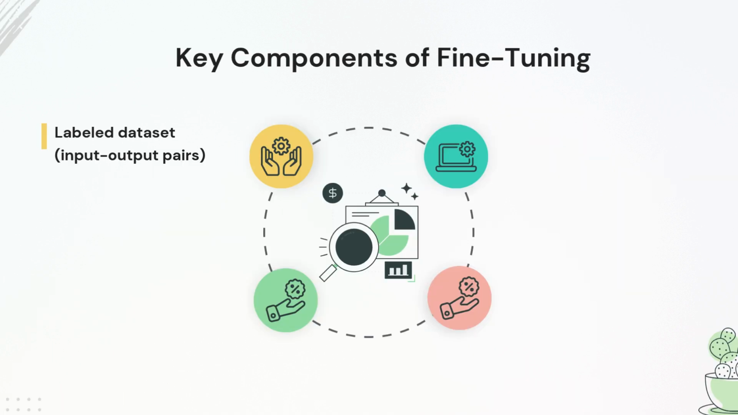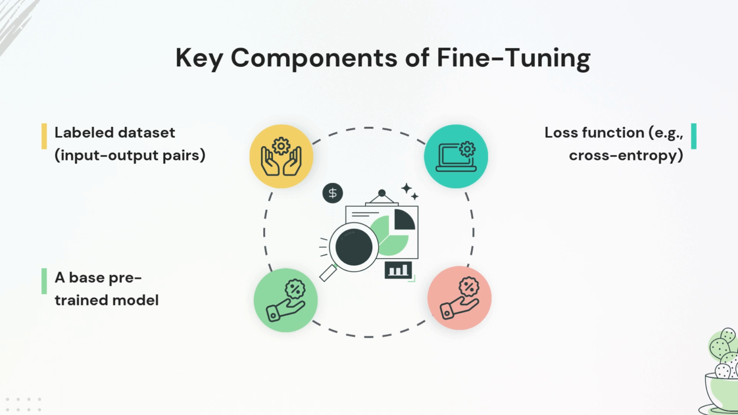Supervised fine-tuning involves four main ingredients. First, you need a labeled dataset. This is your goldmine of input-output pairs. Next, you choose a pre-trained model that you want to adapt. Then, a loss function is defined. It calculates how far the model's output is from the desired answer. Finally, using backpropagation, the model's internal parameters are adjusted to reduce the error. This process happens over many iterations until the model consistently learns the right behavior.